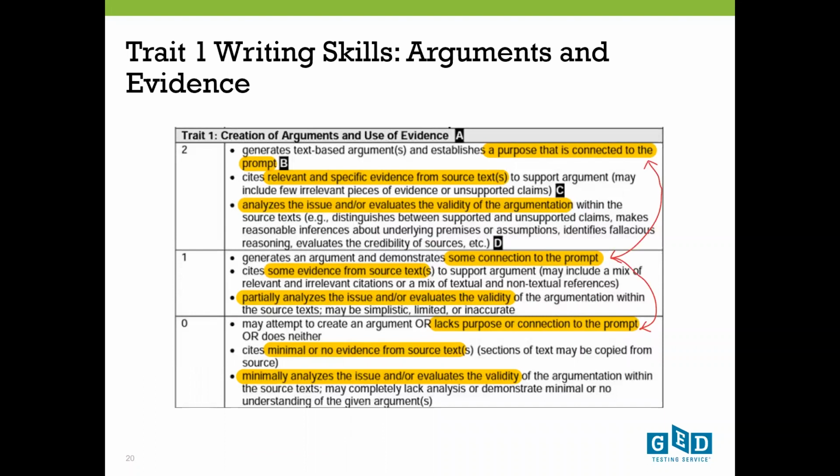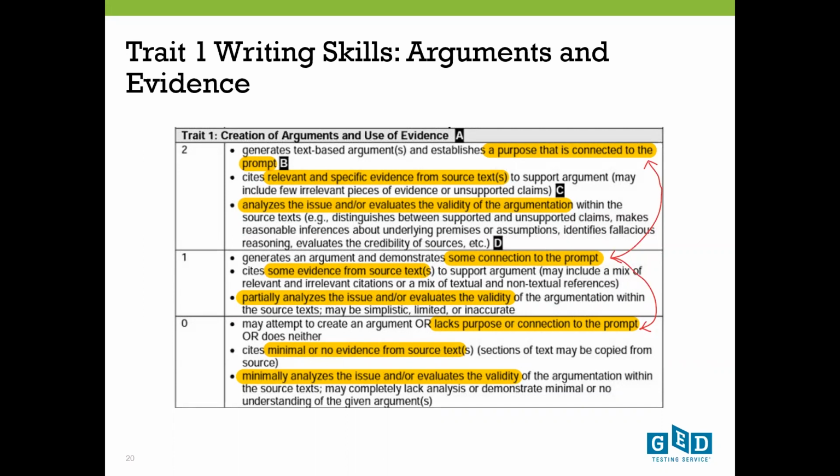The third dimension, or bullet under a 2, is analyzing the issue and/or evaluating the validity of the argumentation. But if they're only up to a 1 point, they're really just partially analyzing or evaluating the validity of the argument. And finally, at a 0 point, they're minimally analyzing, or maybe they're not analyzing it at all or providing no evidence. So that's essentially how these rubrics work. And when you see the connection of the stair step, it's really pretty clear, and you can analyze students' writing in this same way.